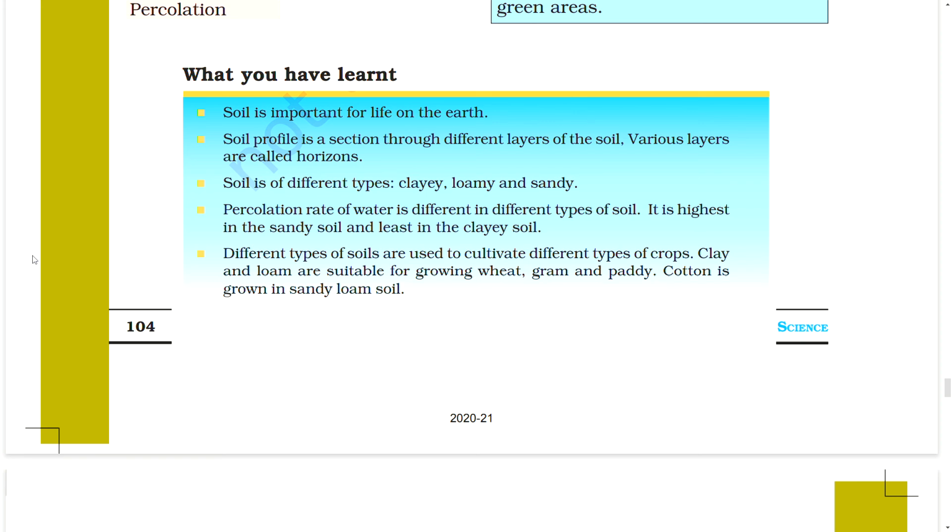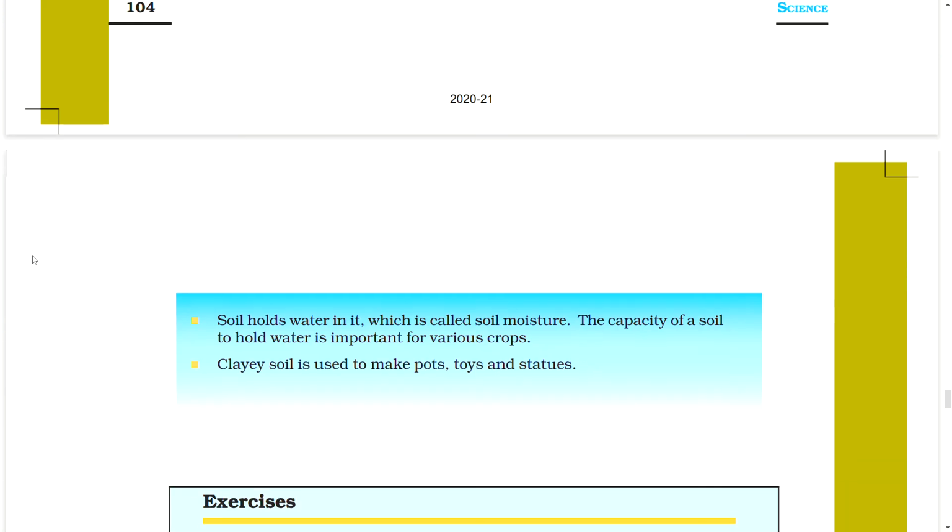Different types of soils are used to cultivate different types of crops. Clay and loam are suitable for growing wheat, gram, and paddy. Cotton is grown in sandy loam soil. Soil holds water in it, which is called soil moisture. The capacity of a soil to hold water is important for various crops. Clay soil is used to make pots, toys, and statues.